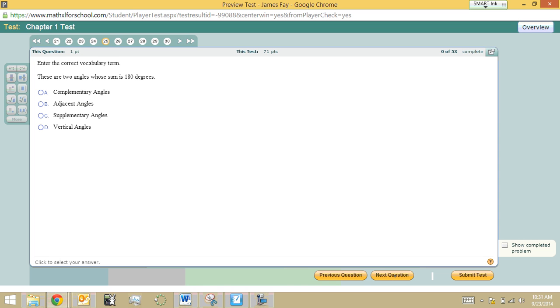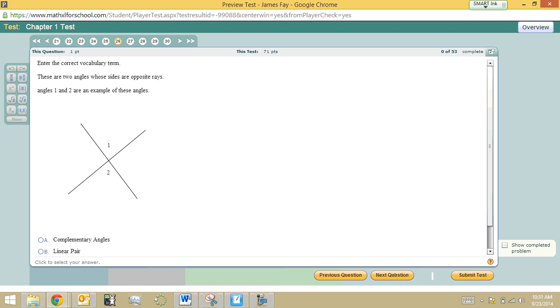These are 2 angles whose sum is 180 degrees. Those are supplementary. Those are vertical angles.